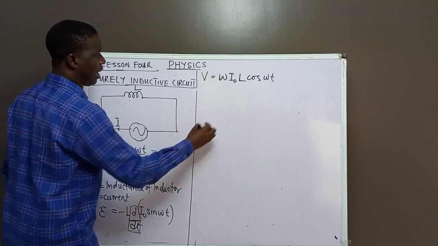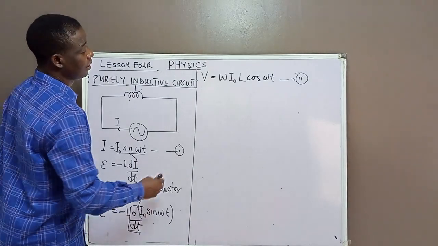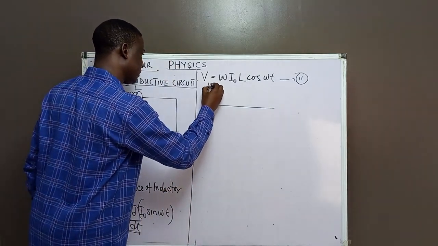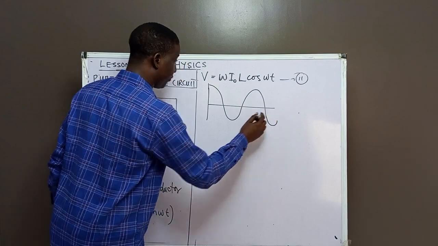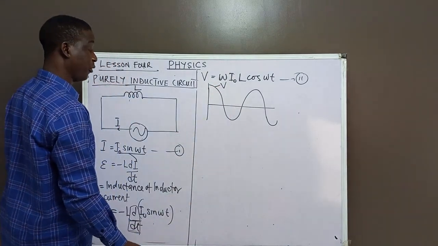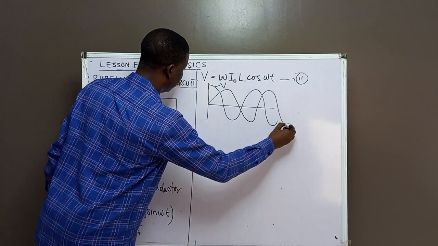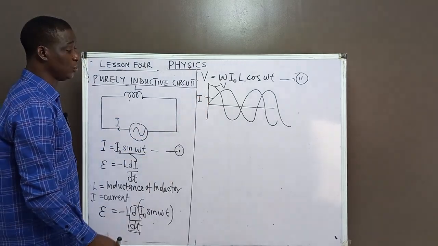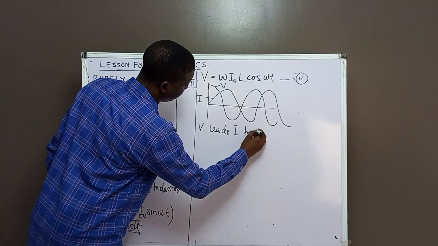Now, what do you notice? Look at the current and look at the voltage. The current is sine, the voltage is cos. If you draw the waveform, we indicate the sine graph for current and the cos graph for voltage. The sine graph must start from the origin, and we have something like this. We now notice that the current is lagging behind the voltage. That is, the voltage leads the current by pi over 2.